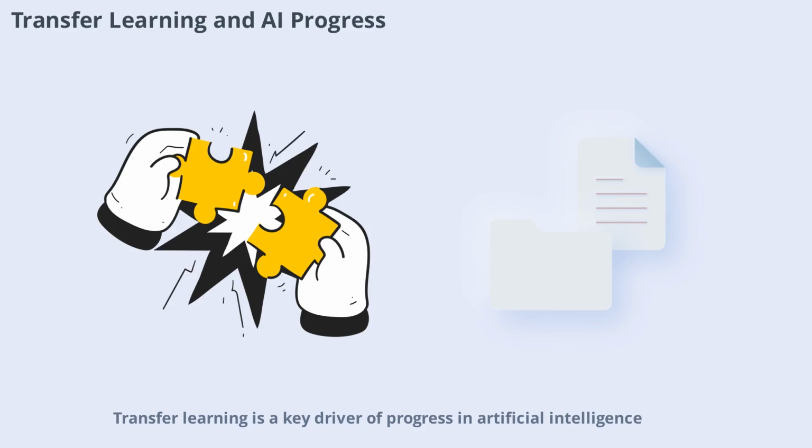Transfer learning is a key driver of progress in artificial intelligence. By building on existing knowledge, we can solve new problems faster and more effectively. As AI continues to evolve, transfer learning will remain at the heart of innovation.